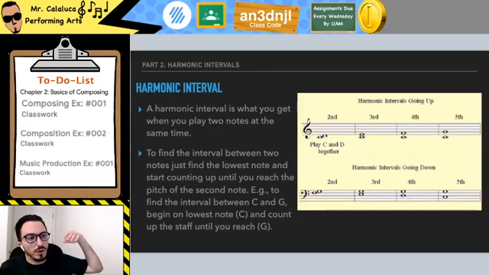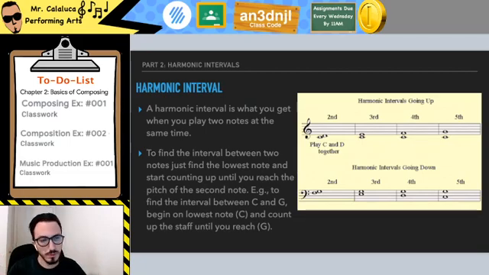Harmonic intervals are what you get when two notes are played at the same time. The same exact time, boom, a harmonic interval. Does it sound good or does it not sound good? That's harmony: how notes interact with each other when played at the same time.